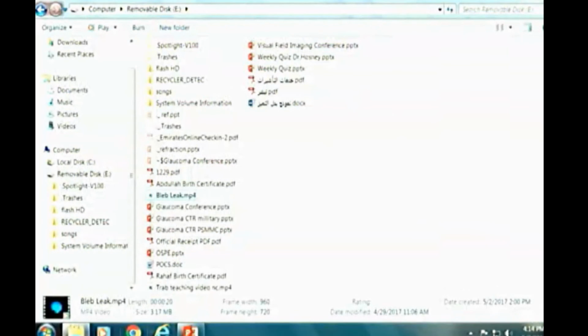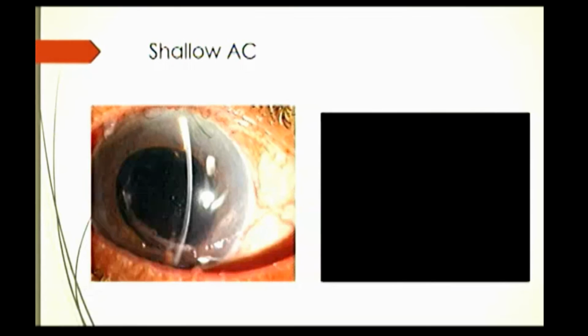Okay. So this is a bleb leak. For how long since the surgery, you said? Yesterday. Okay. So this is an early bleb leak. As it is early, what is your management? Yeah, you can hold the steroid, or decrease it at least.